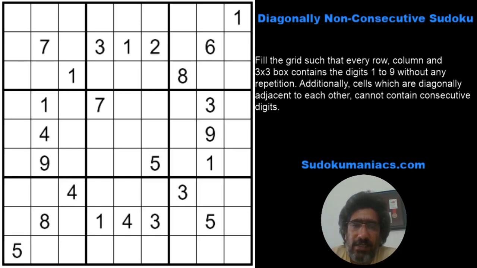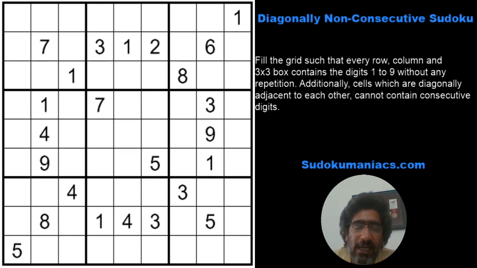Now, today on our website, we introduced a new variant which we had not posted earlier, and that is a diagonally non consecutive Sudoku. In a normal non consecutive Sudoku, the orthogonally adjacent cells cannot contain consecutive digits, right? But here, however, the orthogonally adjacent digits can contain consecutive digits, but the diagonally adjacent cells, the ones that I've marked, cannot contain consecutive digits.